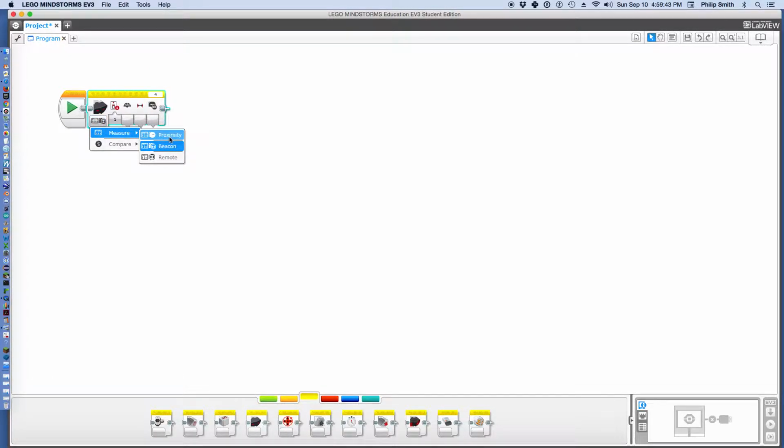Measure proximity. That's how close something is. Gives you a data wire of how close it is. Measure beacon. That is what channel the controller is. And the heading, the proximity, and whether it's detected or not.